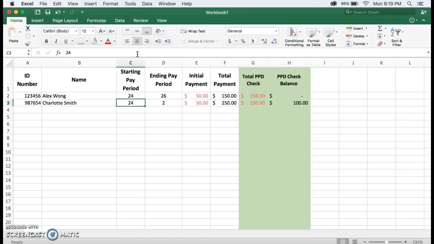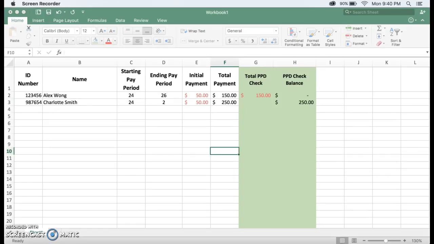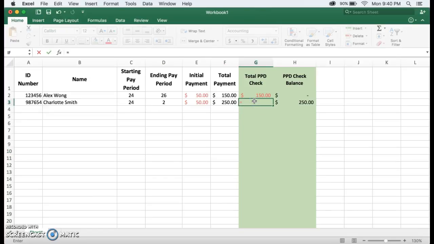What happened there is that something went wrong with the formula that I placed earlier, and I eventually figured it out again. So what we're going to do is still the if function. So we're going to say if the starting pay period is less than or equal to 26, then we're going to add 26 minus the starting pay period plus the ending pay period plus 1. So we get the total amount of pay periods that they want to pay. And let's put a close parenthesis times the initial payment, and then close parenthesis right over there.